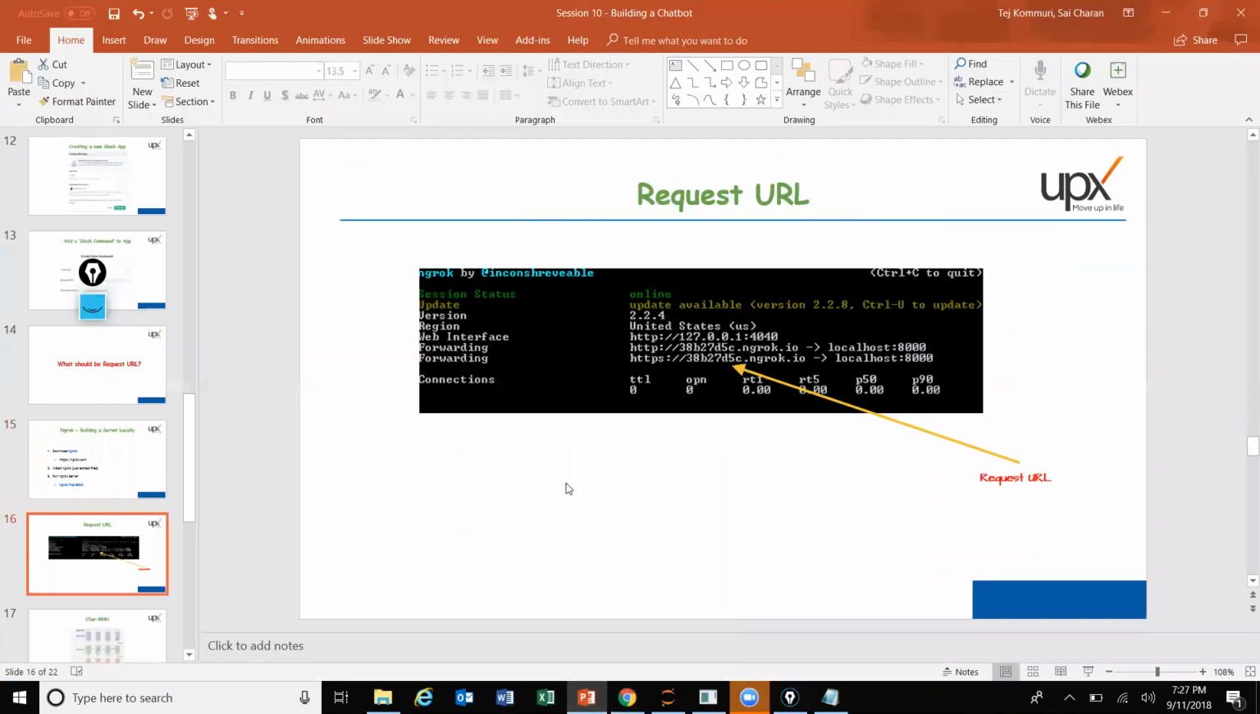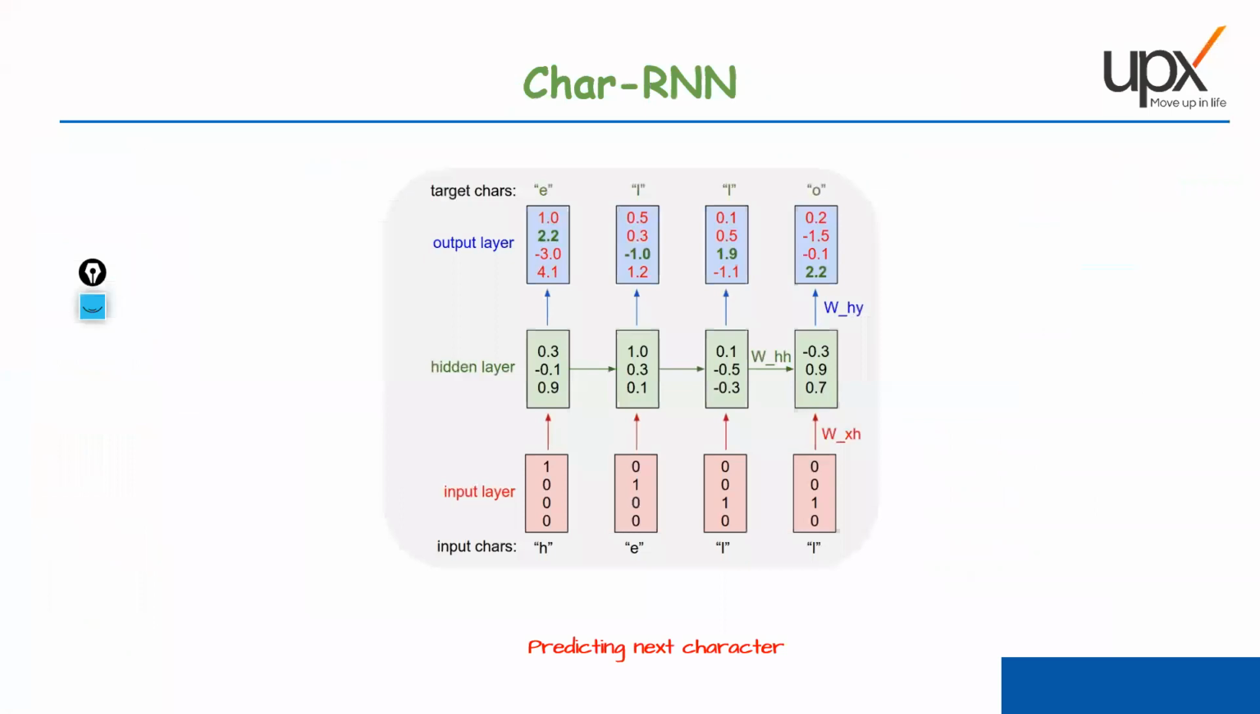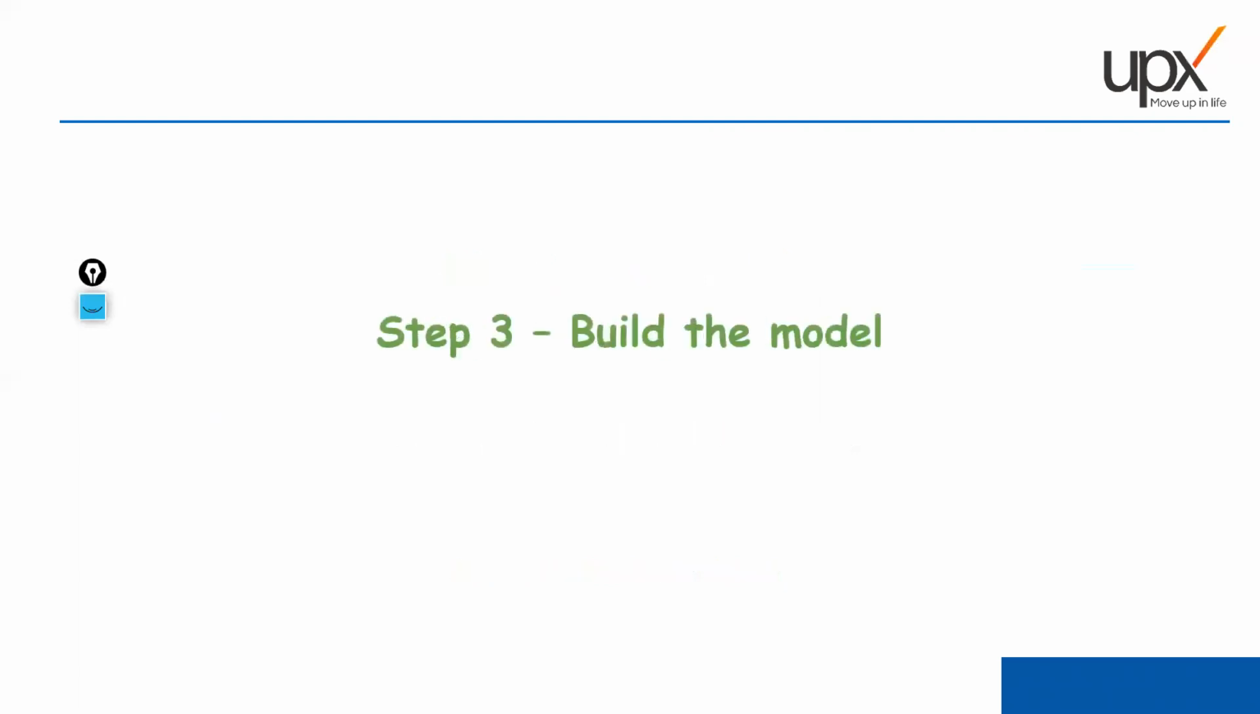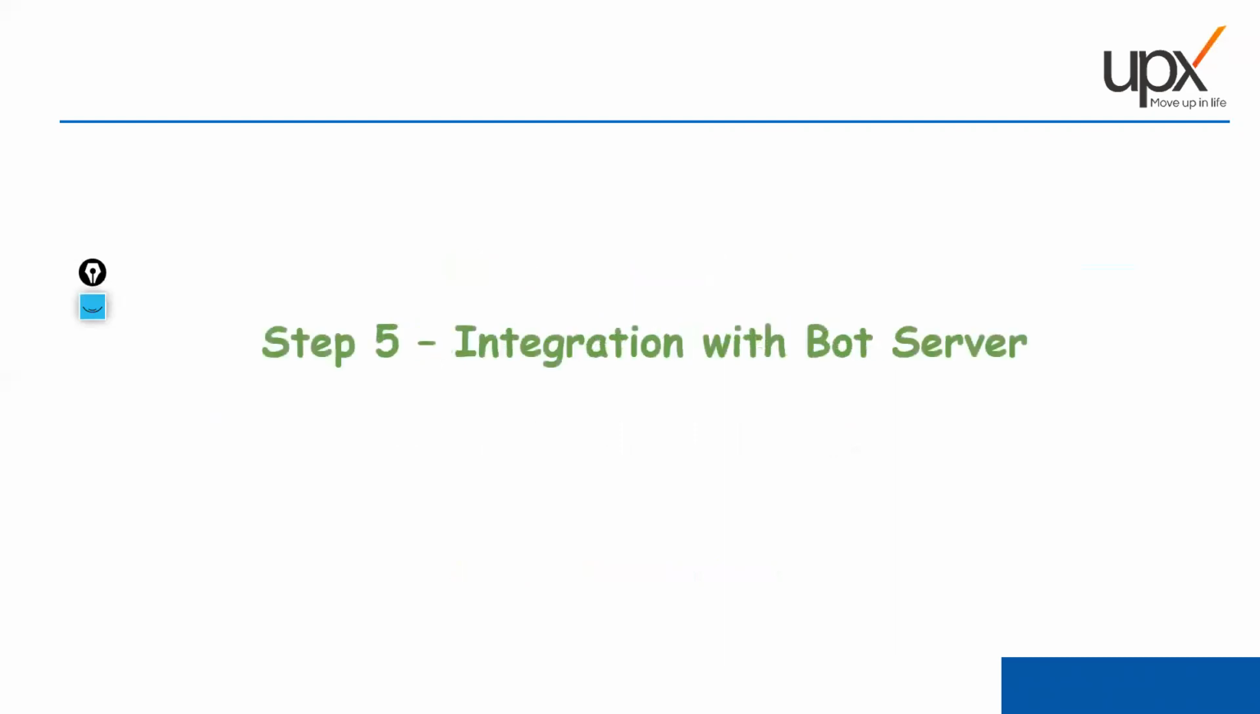Now I would recommend you guys to go through this presentation, right? Start creating your own models. Start creating your own Flask web service for even the character RNN model that we discussed for DaVinci Code, predicting the next character. Steps are simple, right? There are multiple sources, one source where you can get the question answer data set. JMcCall is a famous data set source from where you can get the data. You can prepare the data, build the model, predict, integrate with the bot server, just like how we have done, and make the prediction. So that's what I would recommend you guys to do.